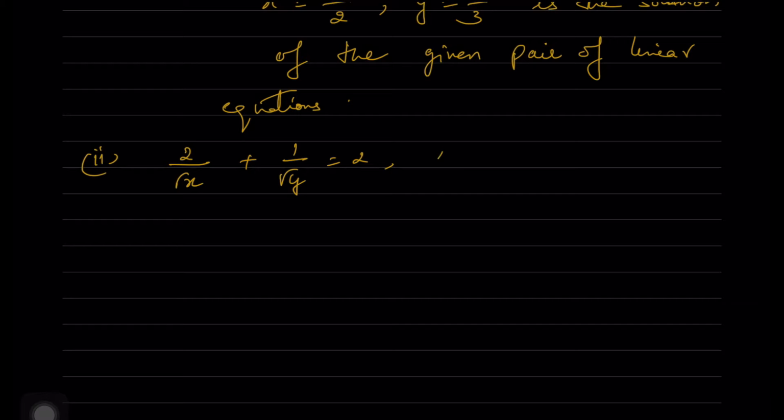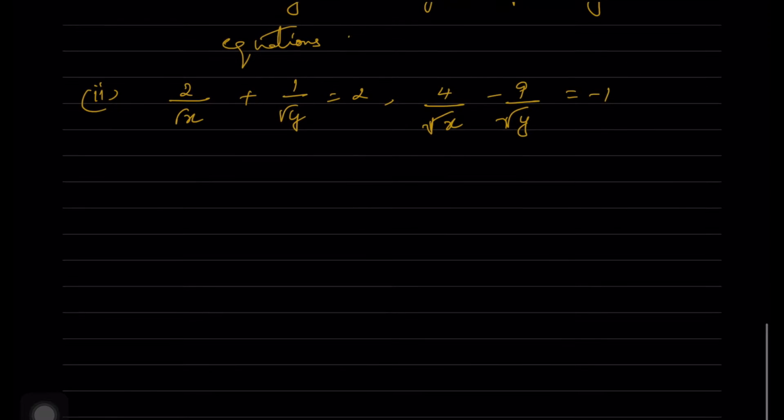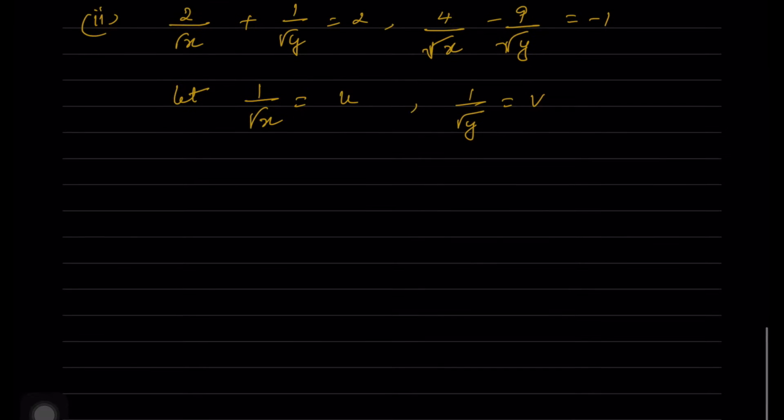The problem given is 2 by root x plus 3 by root y is equal to 2, and 4 by root x minus 9 by root y is equal to minus 1. So now how do we take this? We take, let 1 by root x be equal to u and 1 by root y be equal to v.